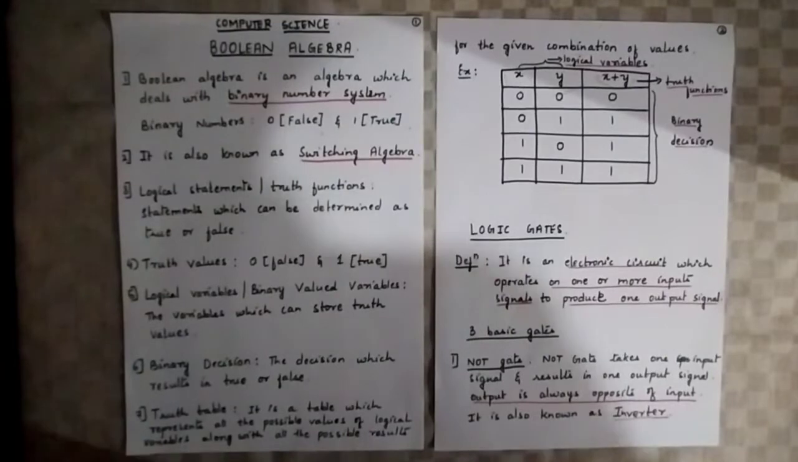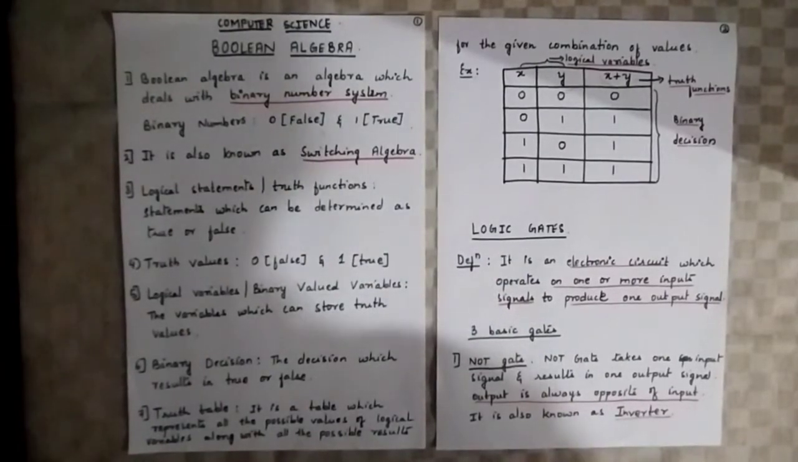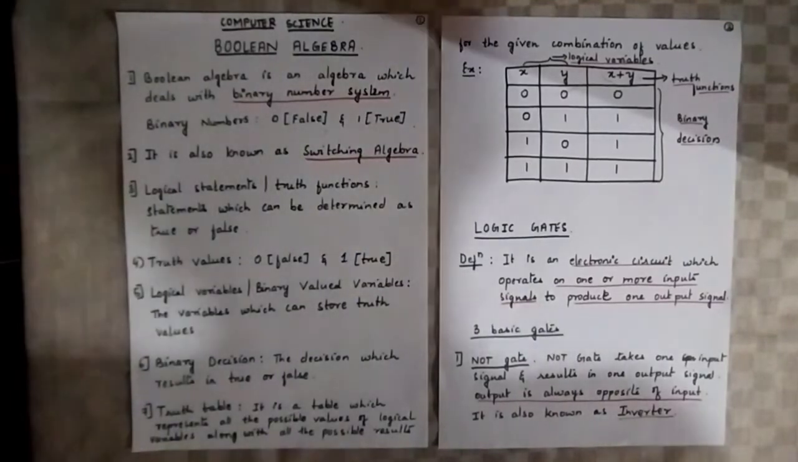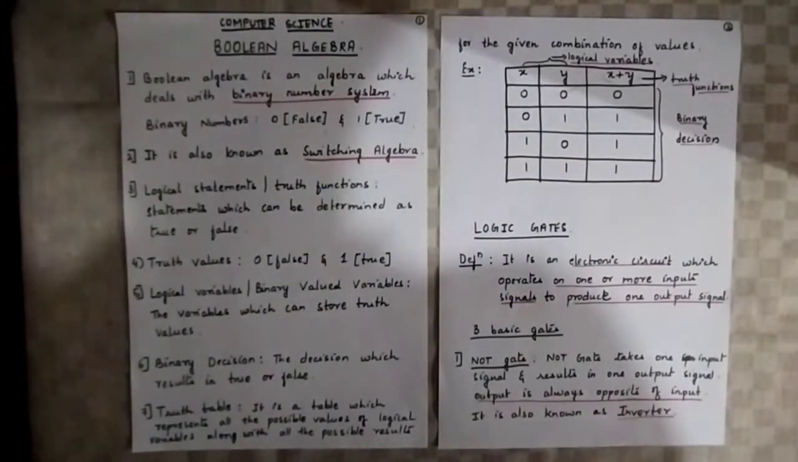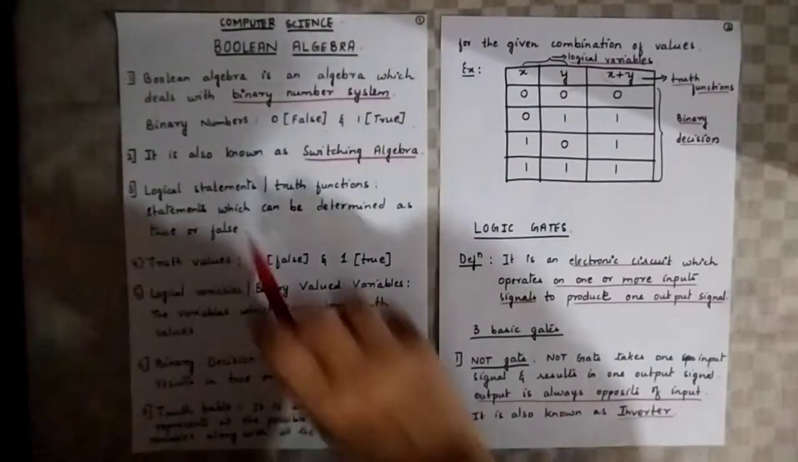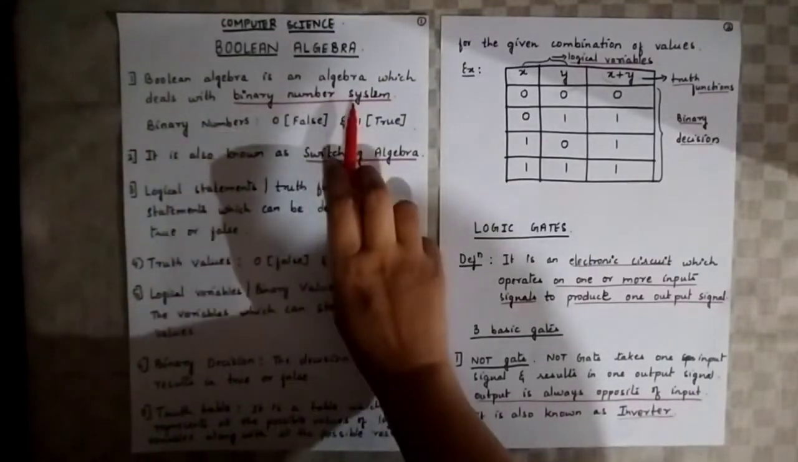Today I'm going to start with our first video class in computer science with the topic Boolean algebra. So what is this Boolean algebra? As you all know, Boolean algebra is an algebra which deals with binary number system.